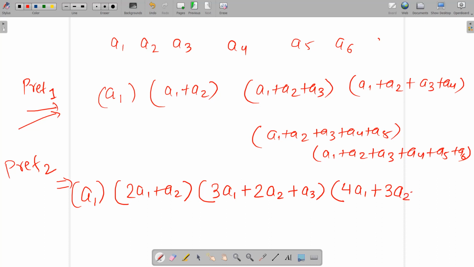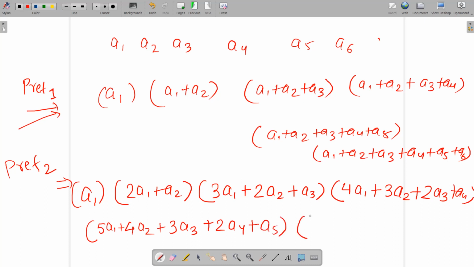and the next term would be 4A1 plus, you can see, 3 times A2 plus 2 times A3 plus A4, and the next term would be 5A1 plus 4A2 plus 3A3 plus 2A4 plus A5, and the last term would be 6A1 plus 5A2 plus 4A3 plus 3A4 plus 2A5 and finally A6. Okay, so this is the second time prefix sum.